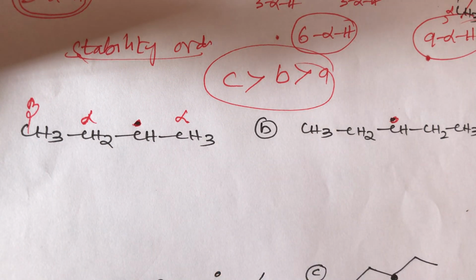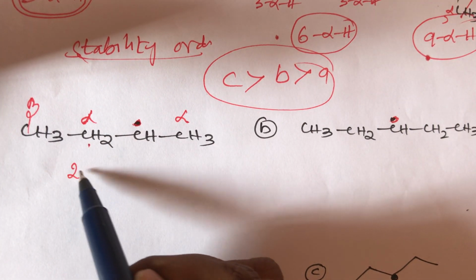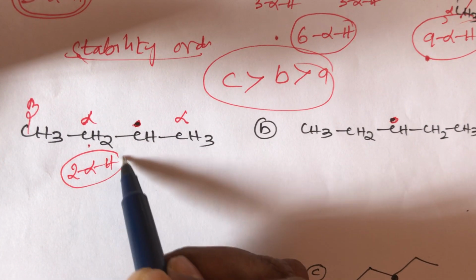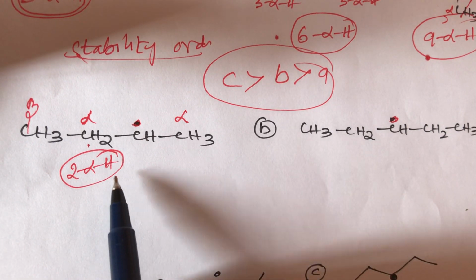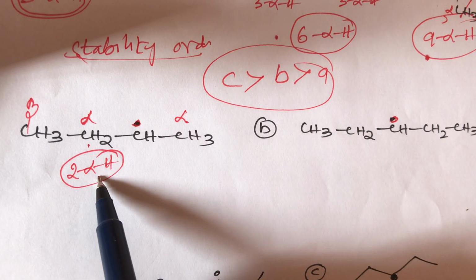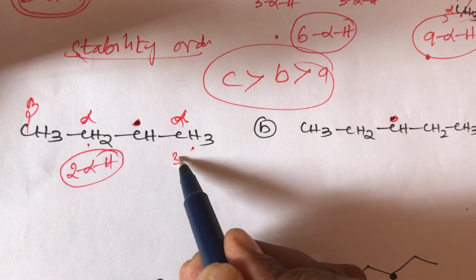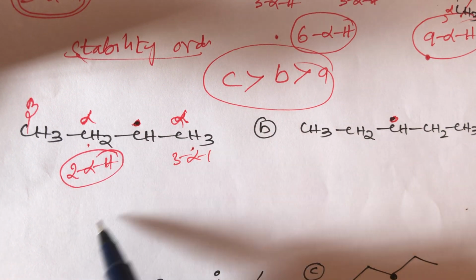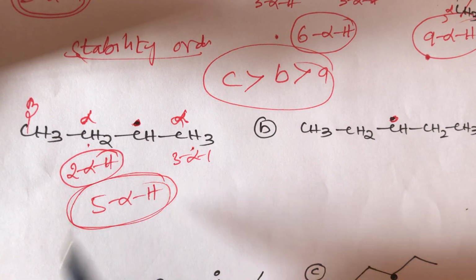So here on the left-hand side there is an alpha carbon and a beta carbon. We always consider only the alpha carbons. This alpha carbon has only 2 alpha hydrogens. Alpha hydrogens are connected only to alpha carbons. So the left-hand side has 2 alpha hydrogens, and the right-hand side has 3 alpha hydrogens. So in this first compound, a total of 5 alpha hydrogens are present.